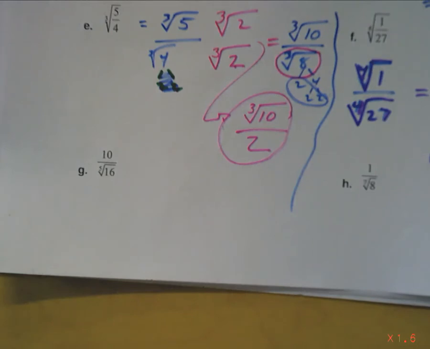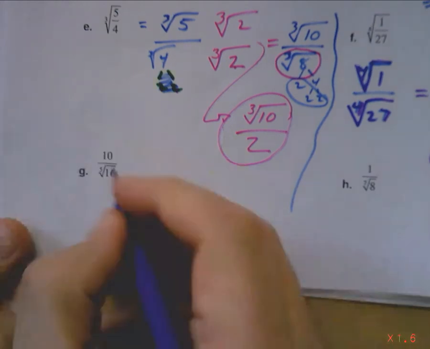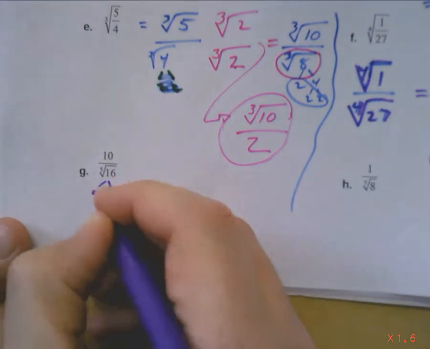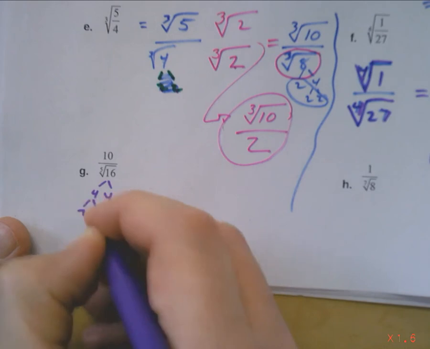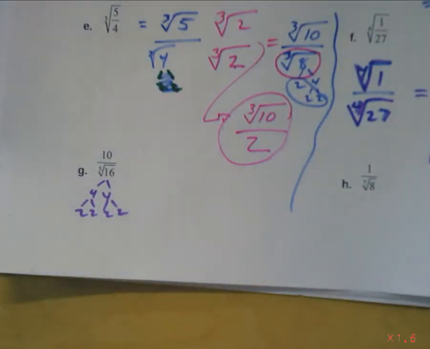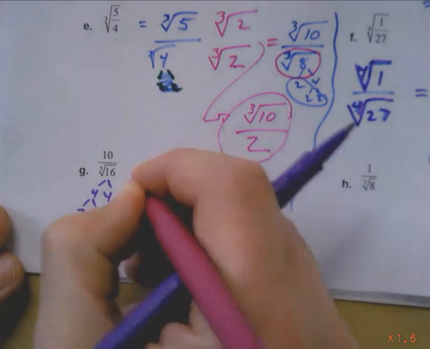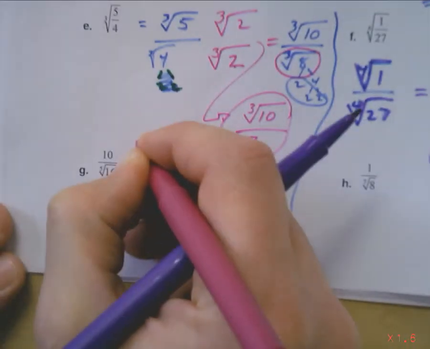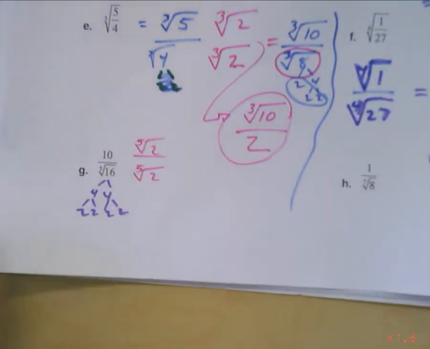I got 10 over the 5th root of 16. Okay? First thing I look at is, well, 16. Let's break this down. 4 and 4, 2, 2, 2, and 2. I got 4 2s, right? But I need how many? 4. I need 1 more. I need 5 altogether. So I need 1 more 2. So that's what I'm multiplying by, the 5th root of 2. 5th root of 2, top and bottom.